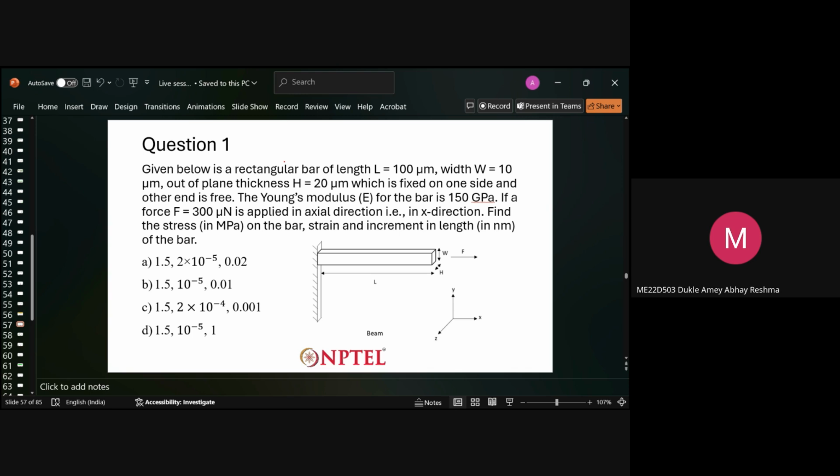The Young's modulus E is 150 gigapascal. If a force of 30 micronewton is applied in the axial direction along the x-axis, find the stress in megapascal and the strain. Here you can see the force is being applied in the axial direction. So what will be the axial direction? Basically, it will be along the length.